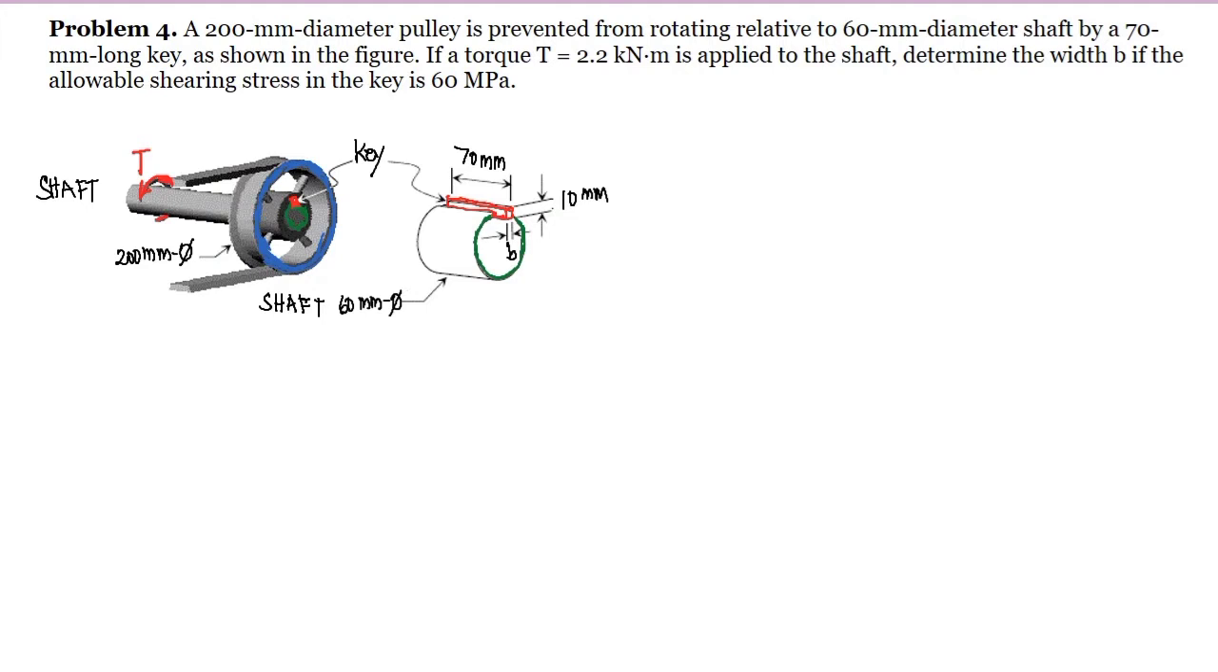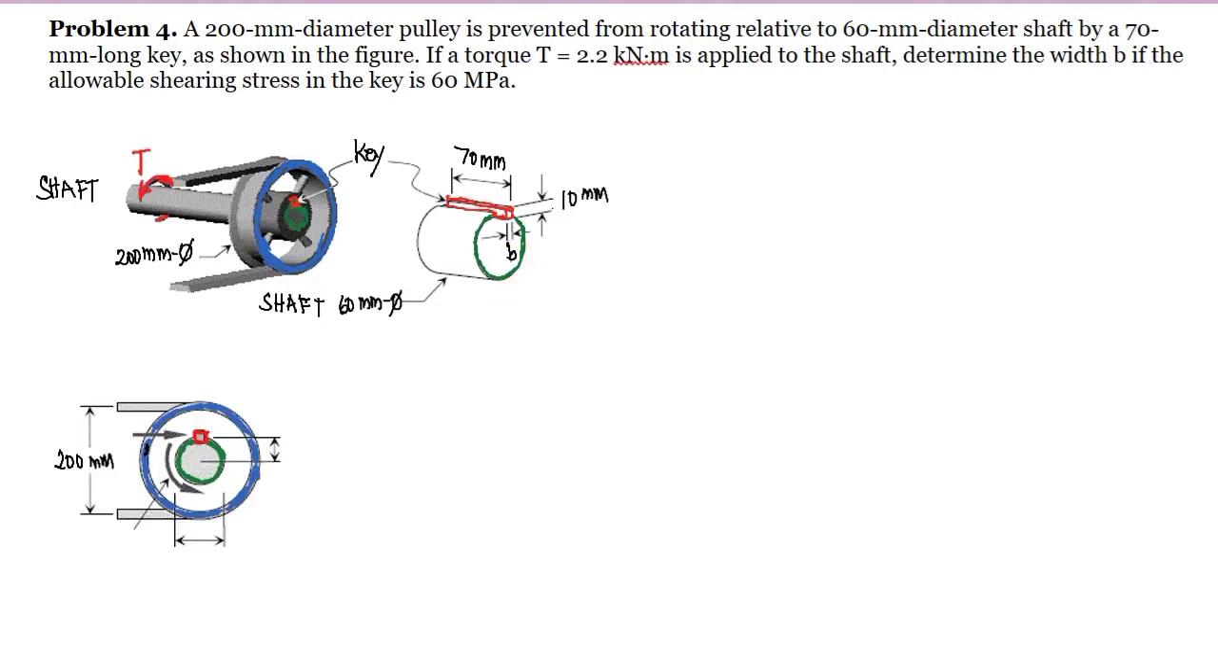So, the first thing that we will do here is to draw the free body diagram. If this is the pulley here, we are referring to the key, the key that I colored red, and this is the key, this red one. We are asked to find the width of the key, which is denoted as B. So, we will first make a free body diagram.